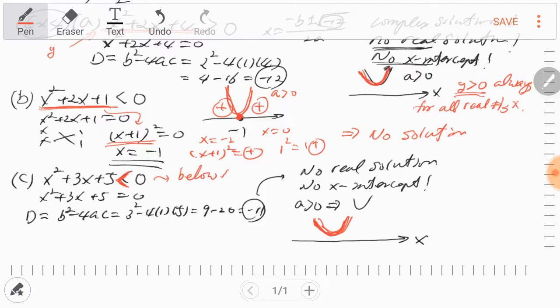Below the x-axis. So we cannot find, okay, so this means below the x-axis. Less than 0 means, okay, use different color. Okay, less than 0 means below the x-axis. So there is no x value such that the graph is less than 0, not below 0. So in this case, there is no solution.